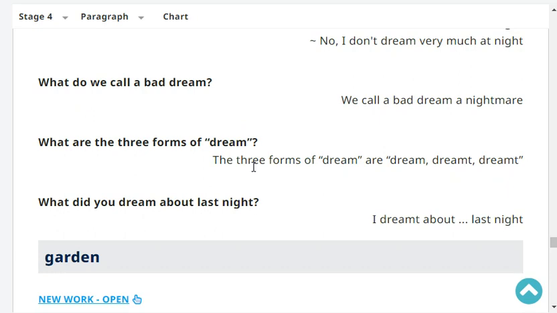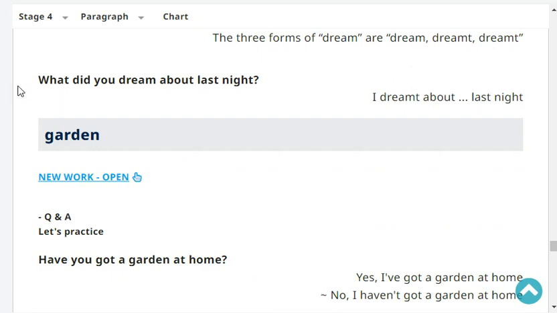What are the three forms of dream? The three forms of dream are dream, dreamt, dreamt. What did you dream about last night? I dreamt about nothing last night. Very good.